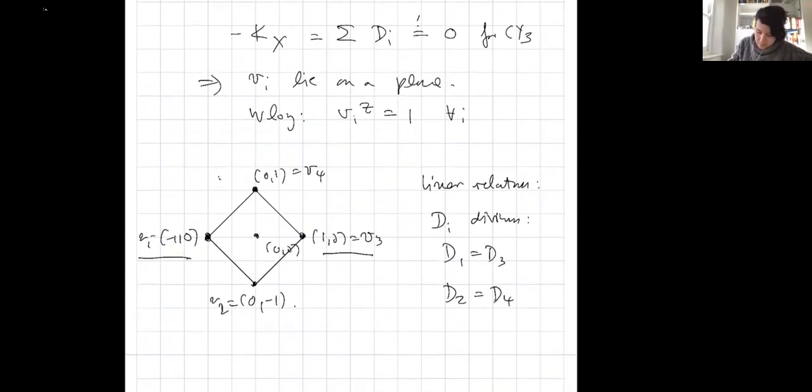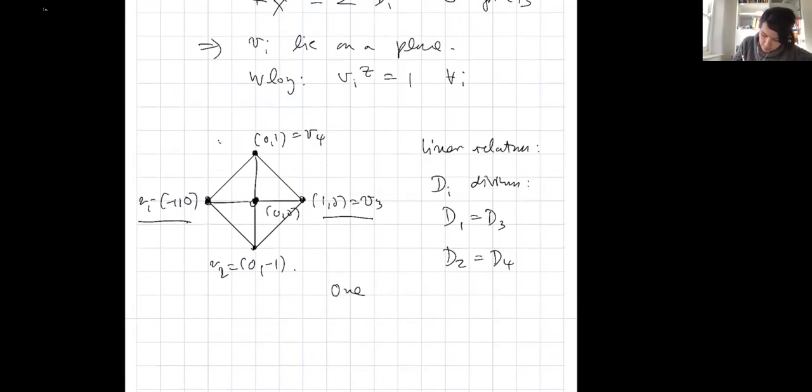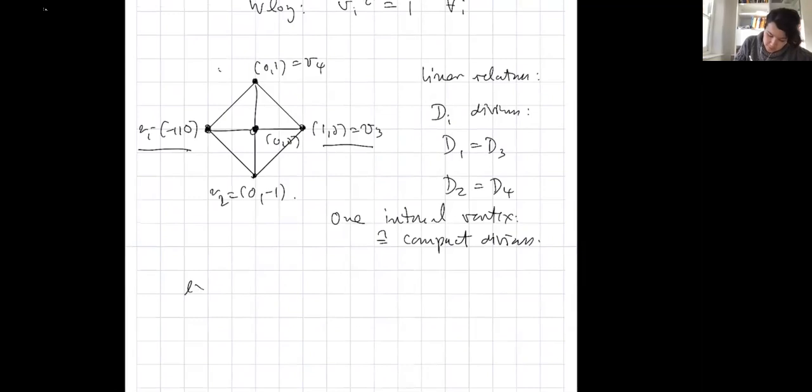And also, you see there is one internal point. So in fact, if I put some internal lines here as well, there's one internal vertex. So there are the internal vertices. These correspond to the compact divisors. And the external vertices are the non-compact divisors.